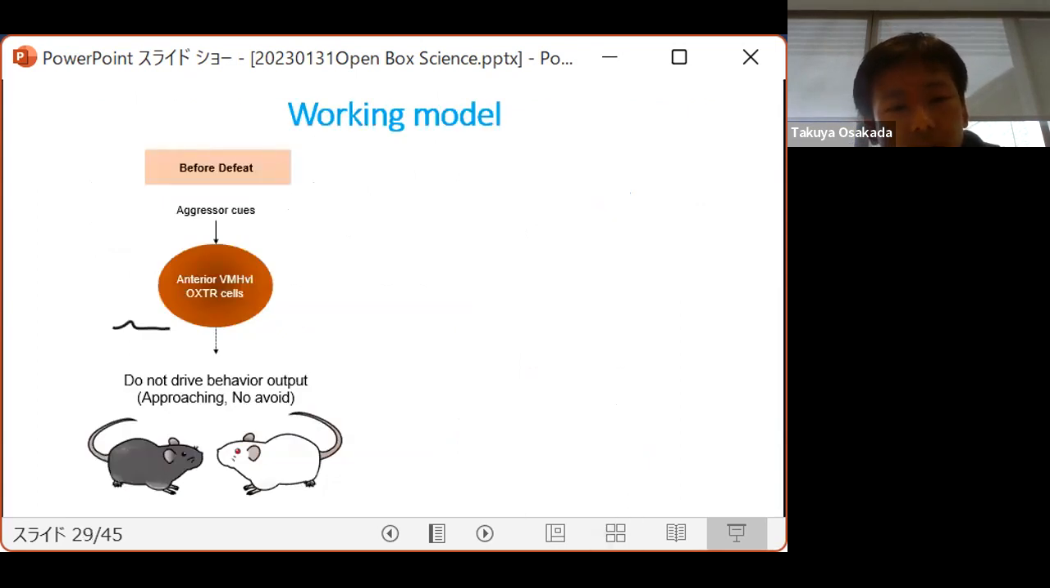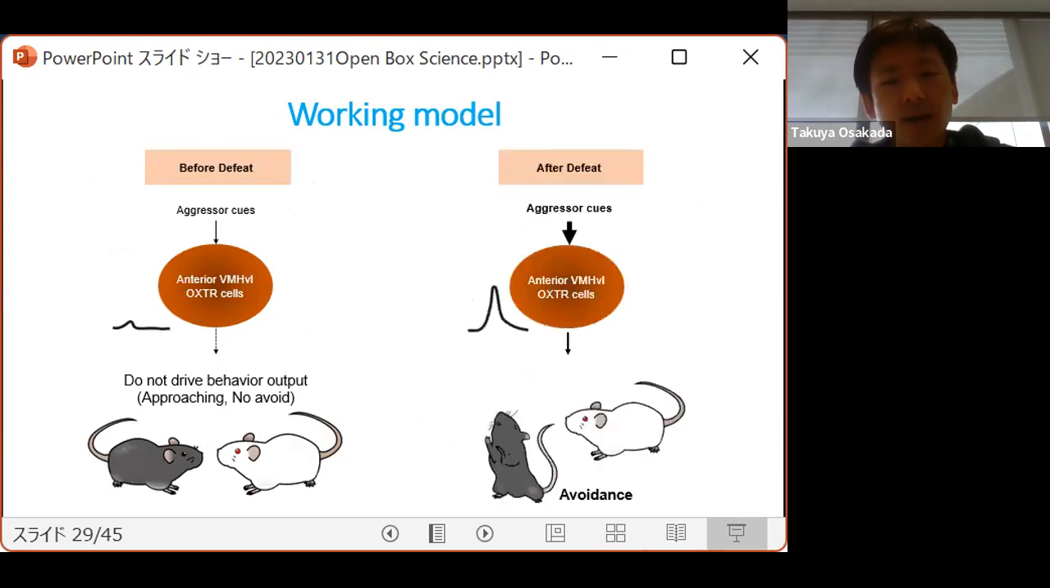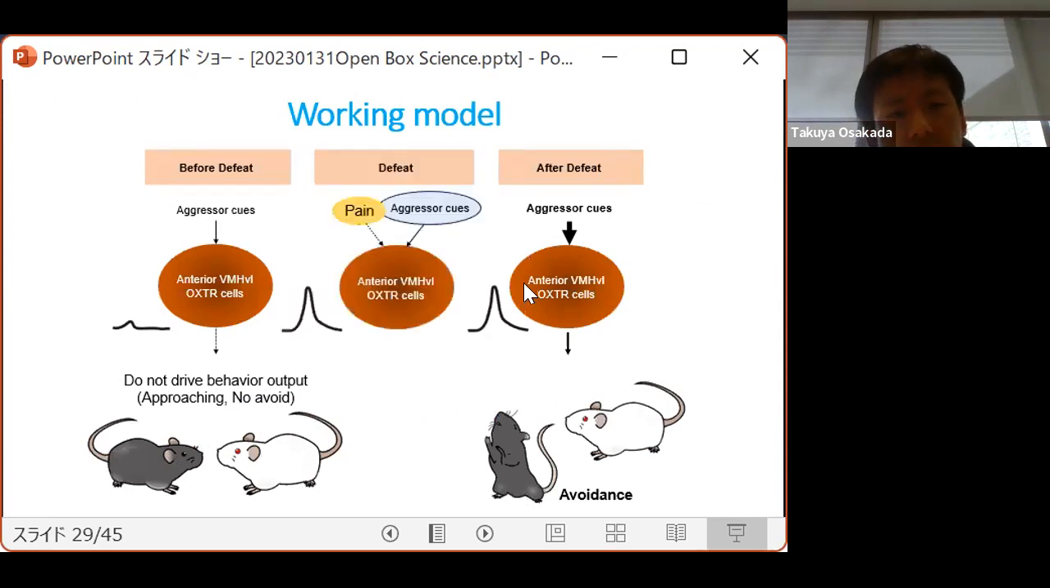So from our second part, as I told you before, before defeat there is no avoidance behavior because the BMHBL is very quiet. And after defeat, there are aggressor cues from encountering the aggressors, and strong prompt avoidance behavior. So let's check during defeat. There should be the pain signal and the aggressor cues. But what we have shown here is that the oxytocin receptor itself is quite important to acquire the information and important to show the prompt avoidance behaviors.